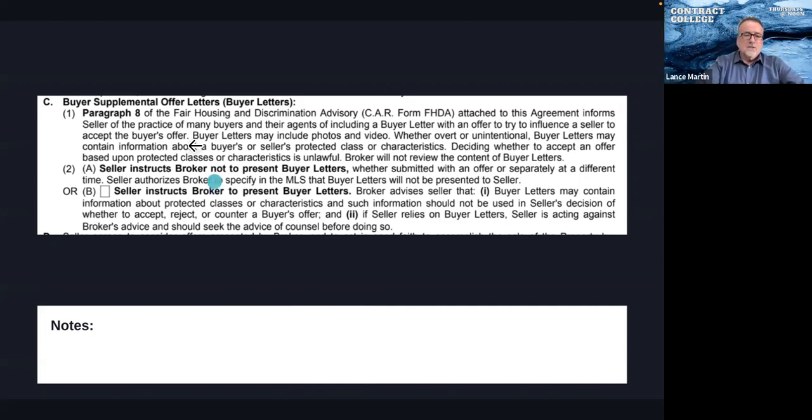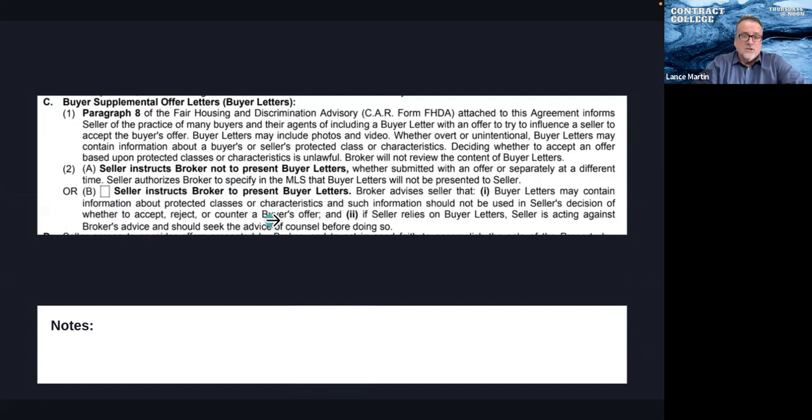So the general practice now is do not write or ask your buyer to write buyer letters. We used to call them love letters: oh, I love your house, blah, blah, blah, please sell it to me. If you do get one of those letters, the recommendation is that we basically don't submit it to the seller.